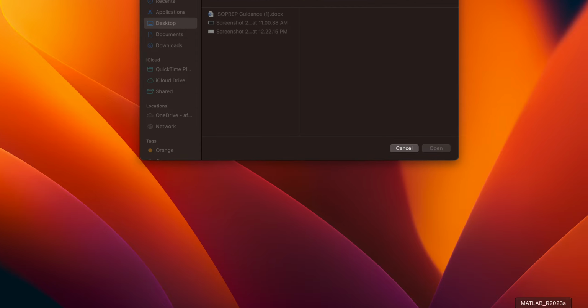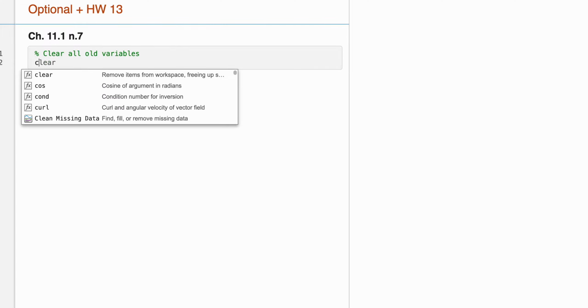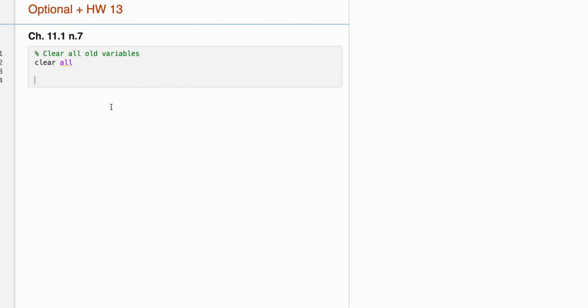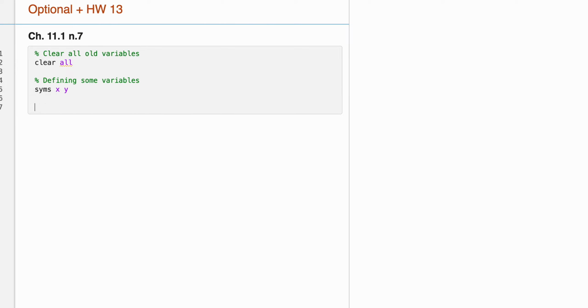So let me open MATLAB over here. The first thing I'm going to do is clear all old variables, and you do that with the command clear all. Another thing I want to do is define some variables, because I know I'm going to have two equations that I'm going to define with variables that I want to solve for. Those variables are going to be x and y, and you define them with the command syms. Now, the next thing we're going to do is actually solve the system for its critical points.